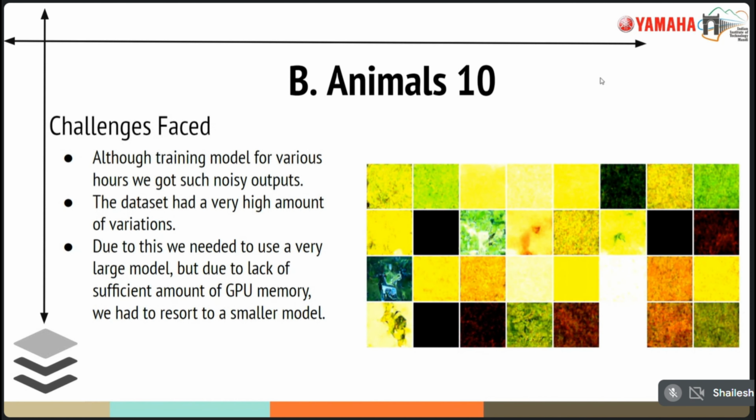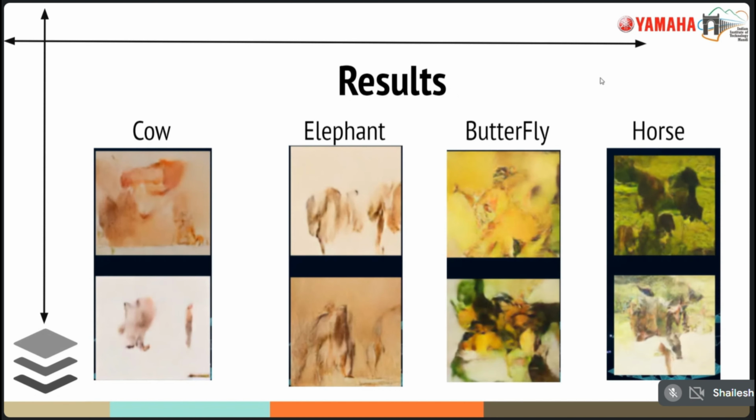The challenges faced during training: we got very noisy outputs after training for longer hours, as we can see in these slides. The dataset had a very high amount of variation. Due to this, we needed to use a very large model, but due to lack of sufficient GPU memory, we had to resort to smaller models. These are some of the results of our model. As we can see, the generated images are not that clear.